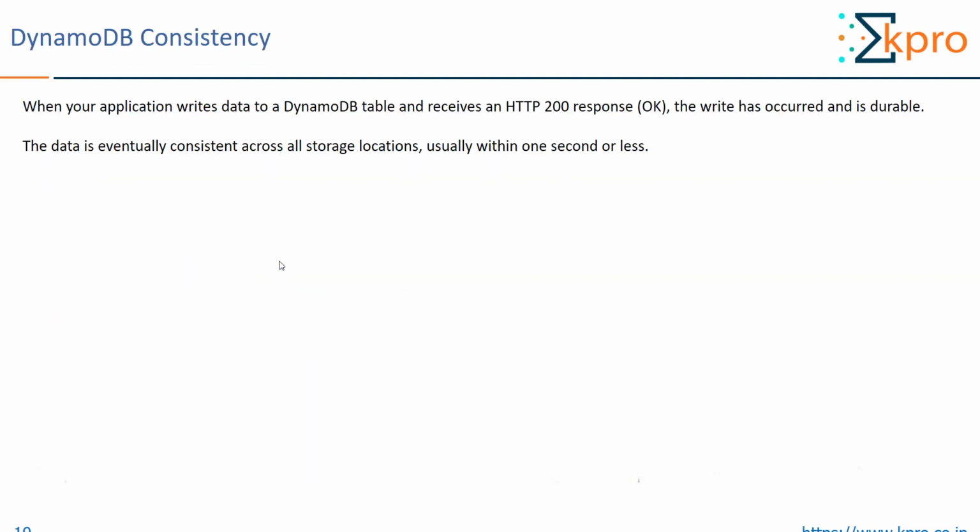Now consistency. So what do you mean by consistency? When your application writes data to DynamoDB and receives an HTTP 200 OK response, it means the write has occurred and it is durable.